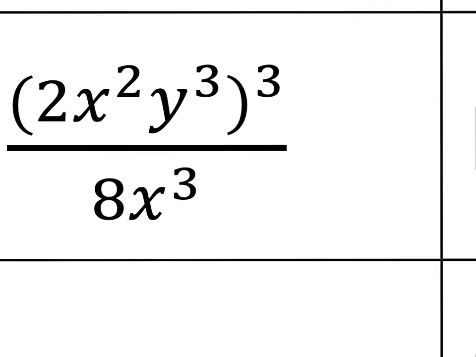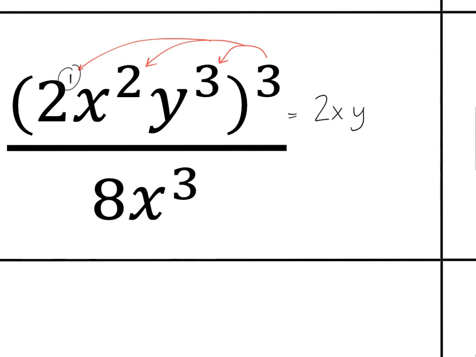I want to make sure I have a visible exponent on all of my numbers, including the 2 in the front. And then this 3 is going to multiply. Remember, we multiply our exponents if they live on a parenthesis. The bases will stay the same, so I'm going to leave the 2, the x, and the y the same. And then the exponents change.